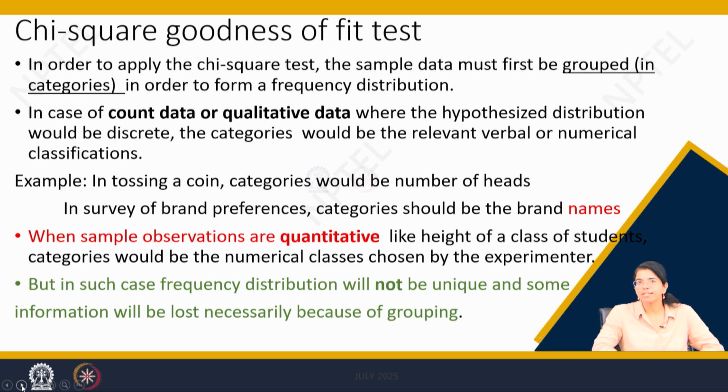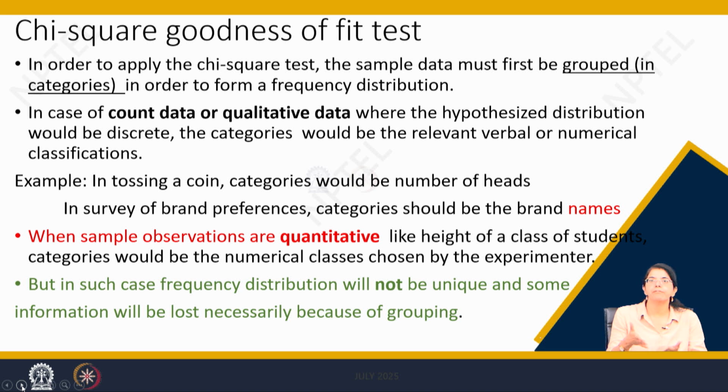Example, in coin tossing, you will have to deal with qualitative data. That means either head or tail. So categories would be the number of heads as well as the number of tails. And one more example in this category is a survey of brand preferences. Categories should be the brand names.